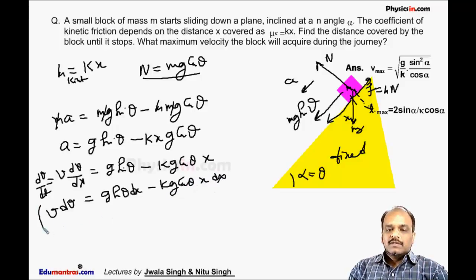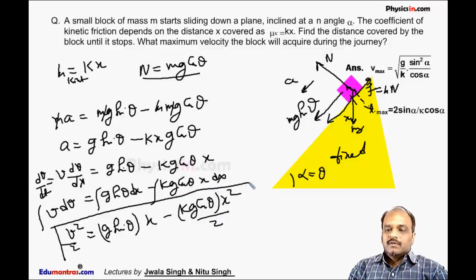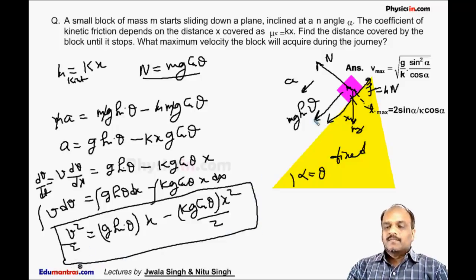So on integration we get v square by 2 is equal to g sin theta into x minus kg cos theta into x square by 2. So this is our expression, because we know the initial velocity is 0. Now we have to find the distance covered by the block.